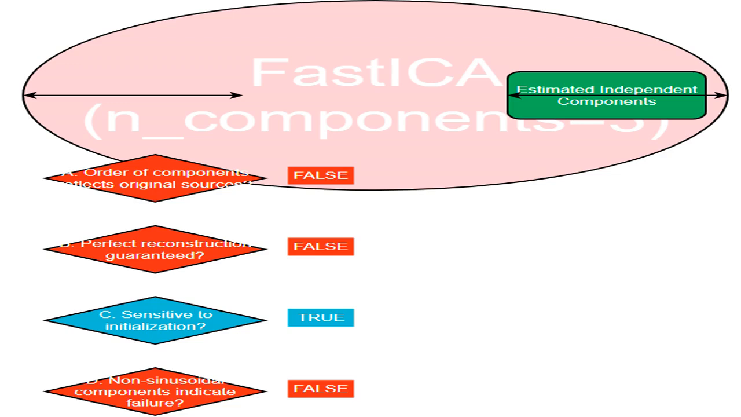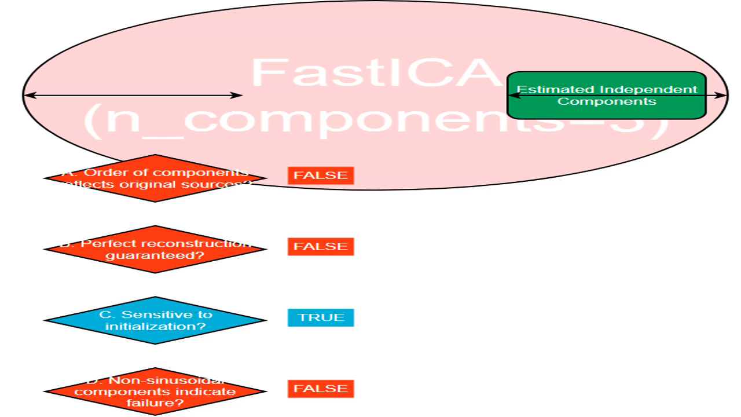This statement asks if the order in which FastICA extracts the independent components is the same as the original order of the source signals. I'm testing whether FastICA maintains the original order. I find this to be false because ICA does not guarantee the order will be preserved.